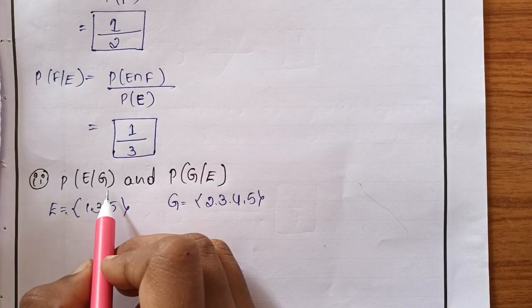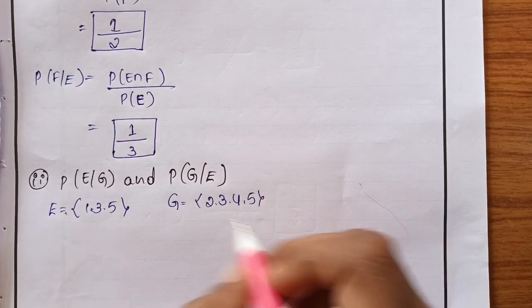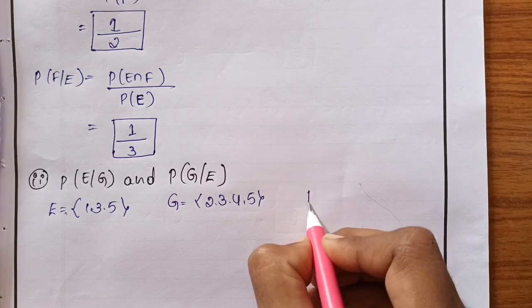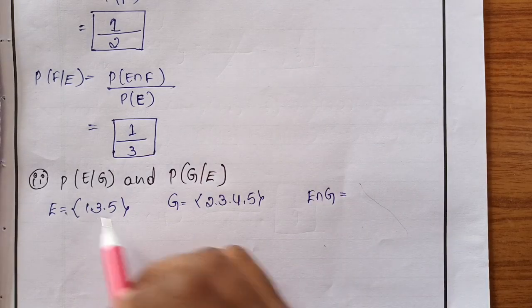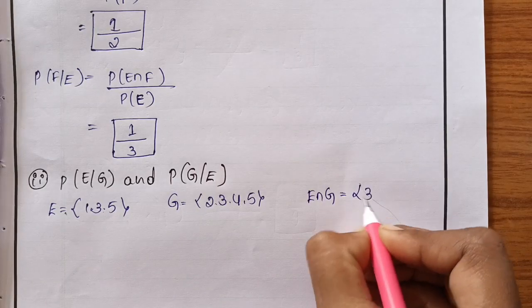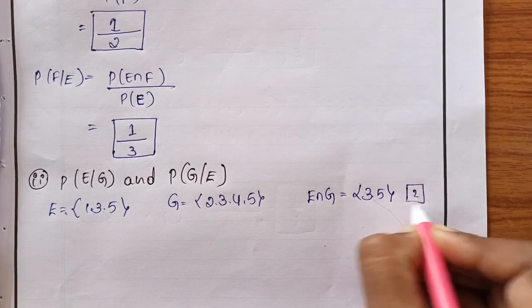Probability of E by G equal to probability of E intersection G divided by probability of G. So we take E intersection G. So E intersection G value: here 3 is there, here 3 is there, here 5 is there, here 5 is there. So E intersection G is 3, 5. How many elements? 2 elements.